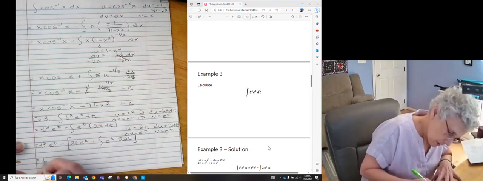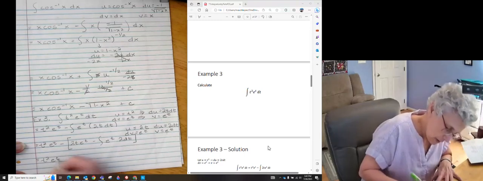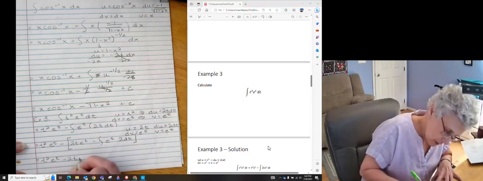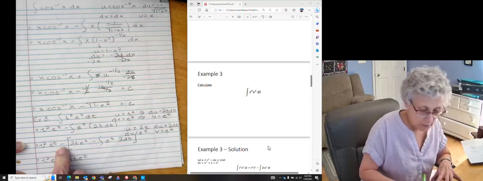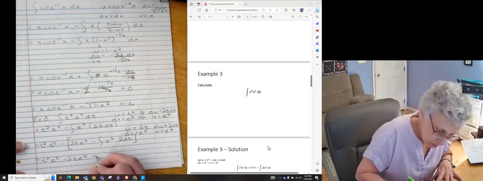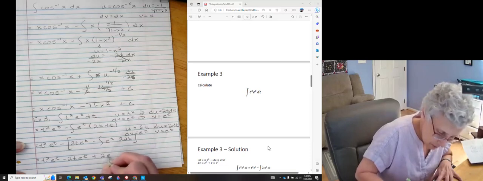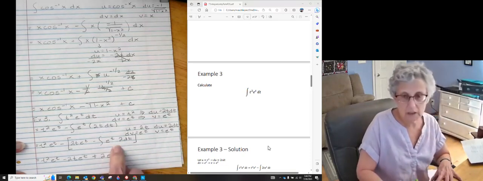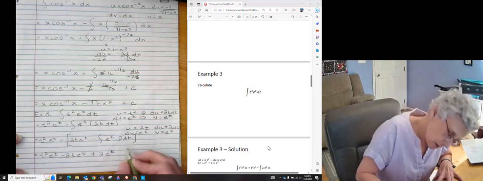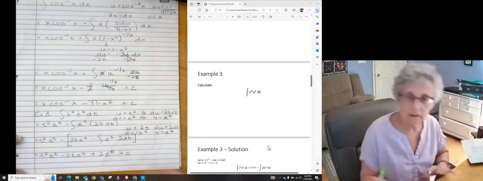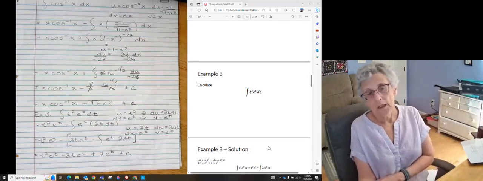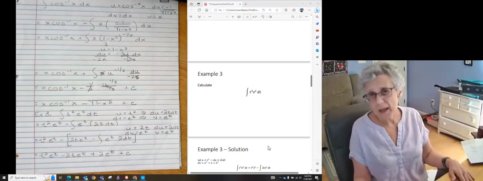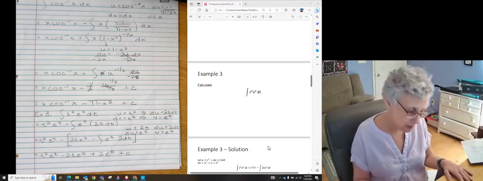So I have t squared e to the t minus 2t e to the t. I have minus minus, so plus 2 e to the t, because the antiderivative of e to the t is e to the t, and then plus a constant. Now, that wasn't too bad. I only had to do it twice.